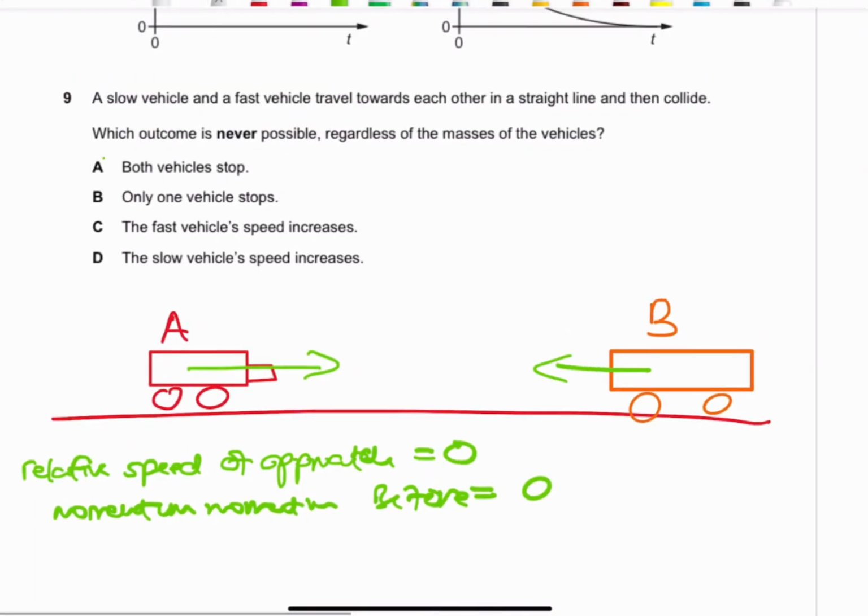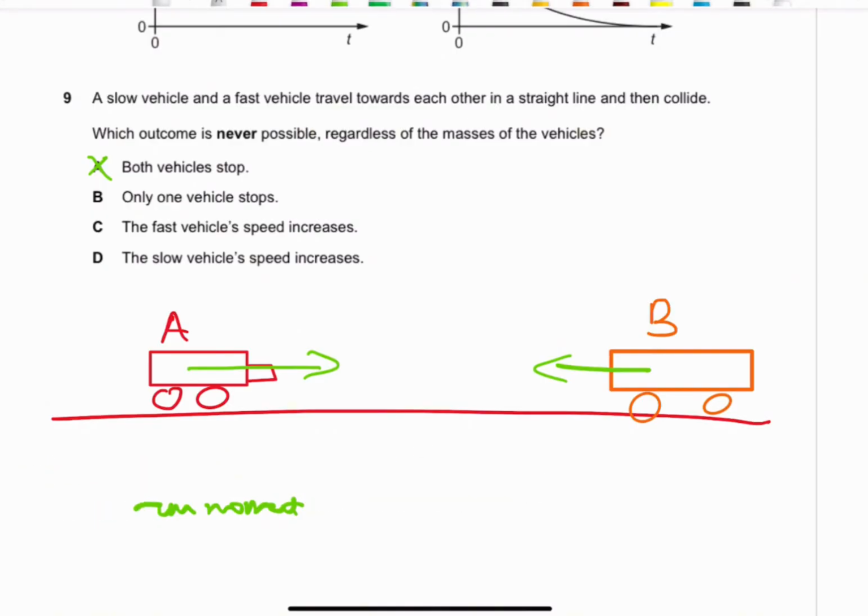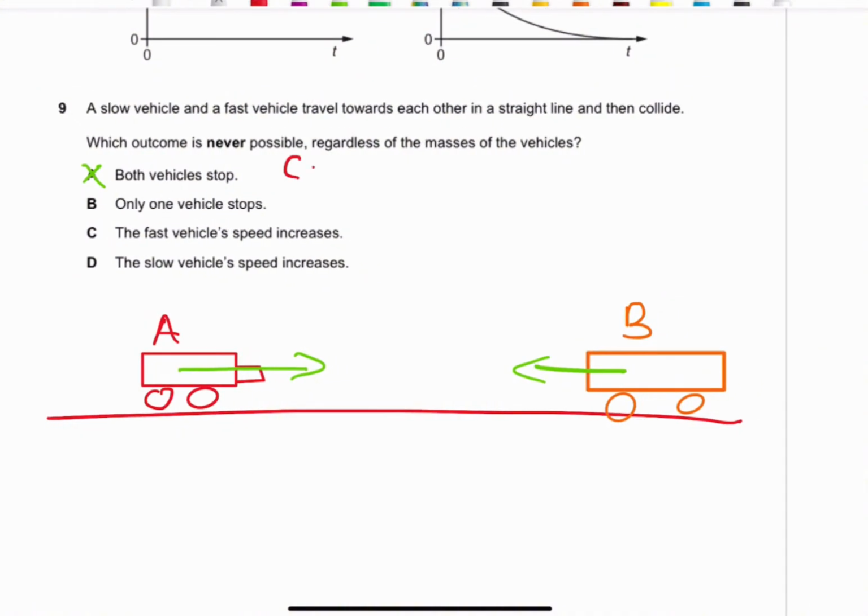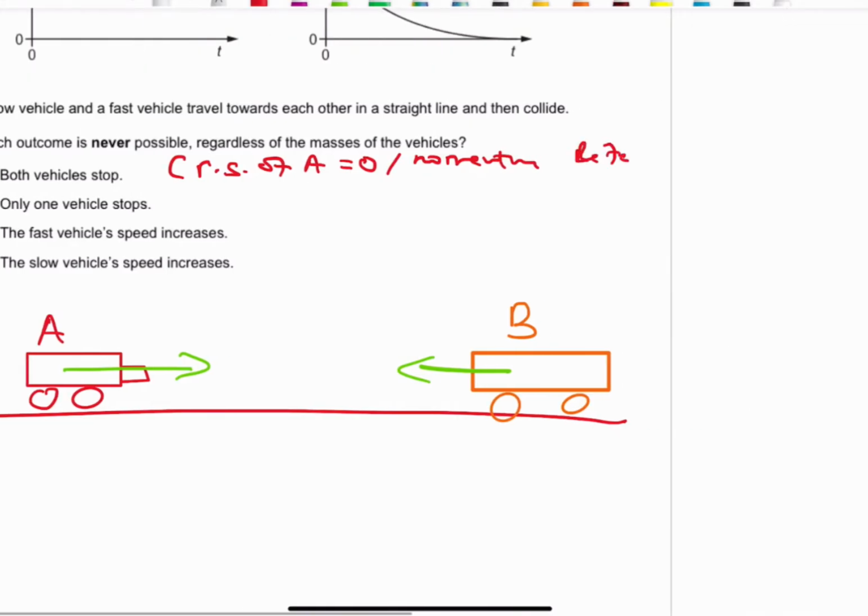So it can't be A, because there can be a scenario where the momentum of these two vehicles are equal before collision, meaning that after collision, they will come to a stop. And this can happen only if the relative speed of approach is equivalent to 0, or the momentum before is actually equal to 0, right?